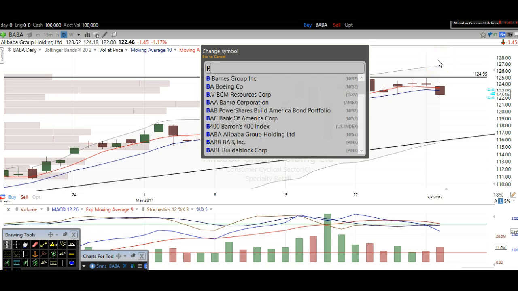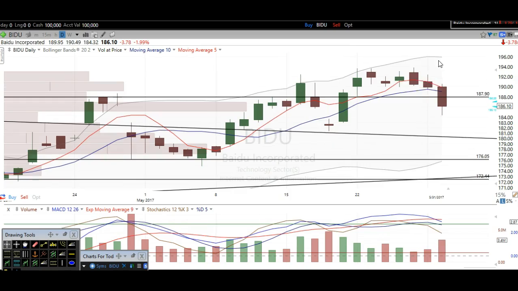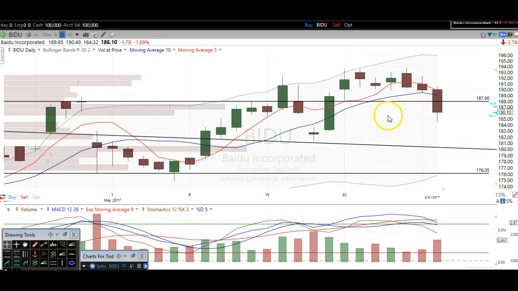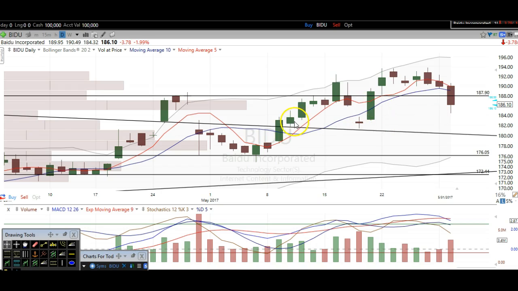Next, we're going to take a look at BIDU. This is a play that we traded profitably not too long ago, right around here, and we took some profits up here on BIDU. That was a really nice win. It was about a 50% win for us on some January call options. And so now we're looking at BIDU and the price action that we saw.